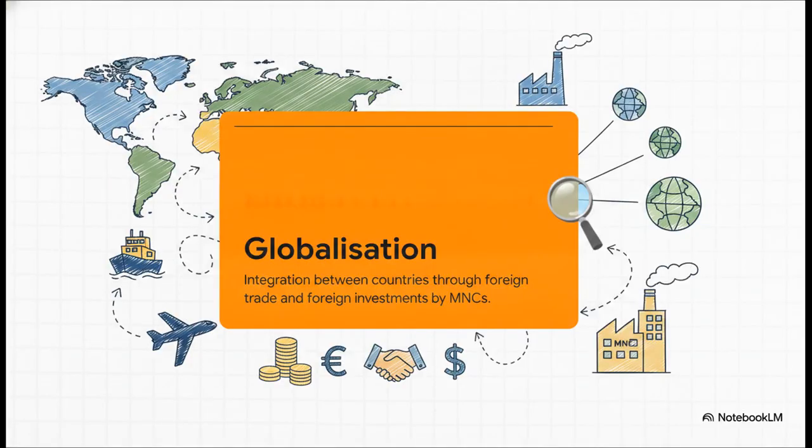Now, before we get too deep, it's totally crucial to establish exactly what globalization means in the context of this chapter. We're defining it as the rapid integration or interconnection between countries. And the main driving force behind this integration? That would be foreign trade and foreign investments made by multinational corporations. An MNC is, quite simply, a company that owns or controls production in more than one nation. They are the heavy hitters here.